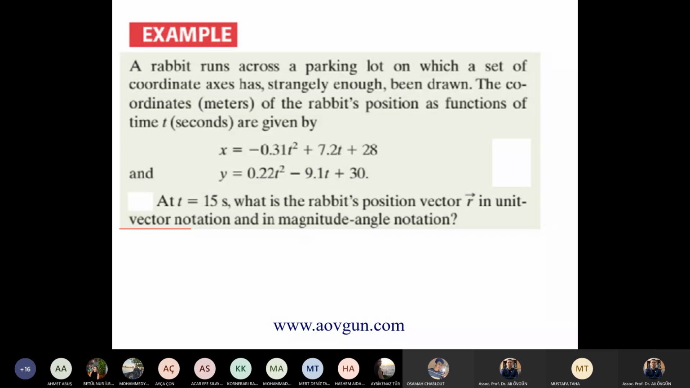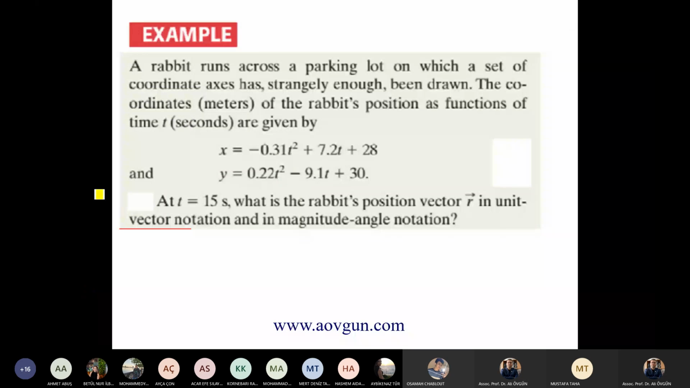In this example, there's a rabbit runs across a parking lot on which a set of coordinate axes has strangely enough been drawn. The coordinates in meters of the rabbit's position as a function of time t are given by. So they give you the position of the rabbit as a function of time t. So when time is increasing, the position is also changing. So position is not constant.